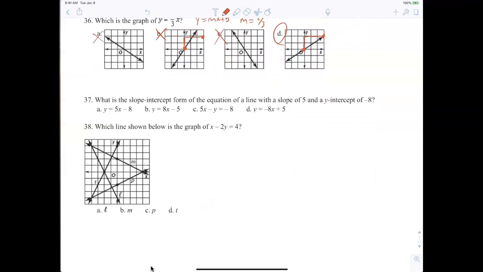37, what's the slope intercept? Remember, y equals mx plus b, slope, intercept. Doesn't get any easier than that. 5x, then you just substitute in. 5x minus 8.